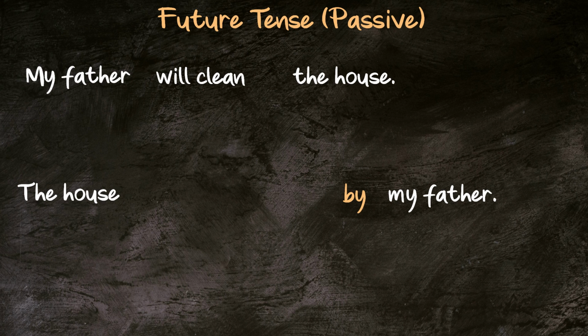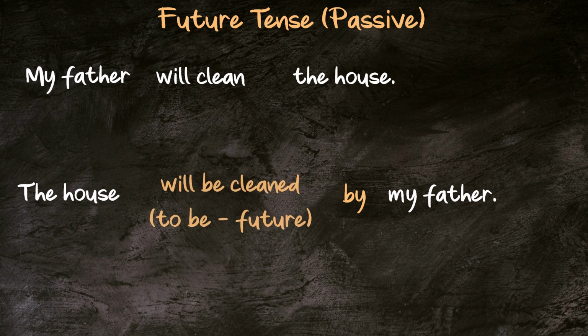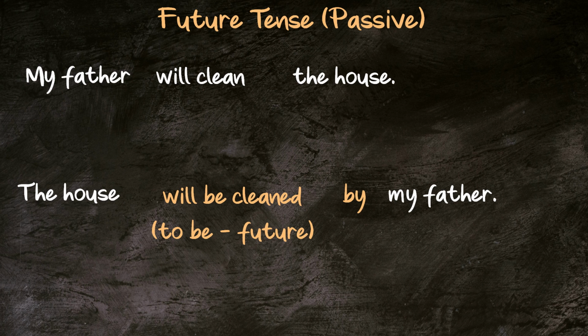Our verb clean is going to be a participle and turn to cleaned, and we are going to put to be in the future, which is will be. The house will be cleaned by my father.